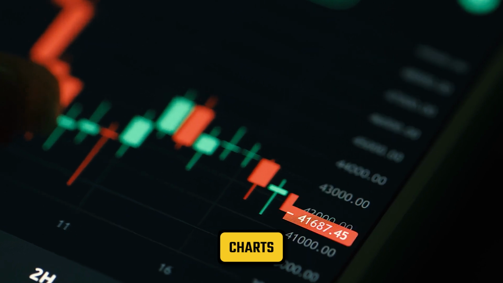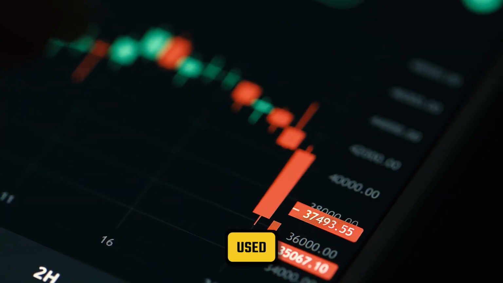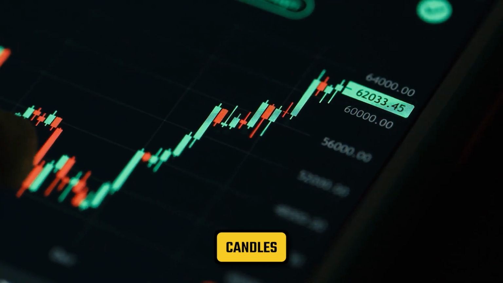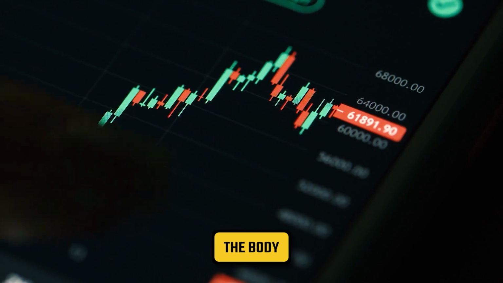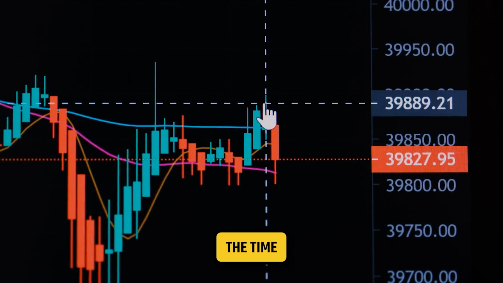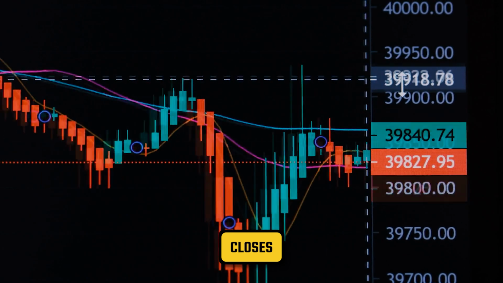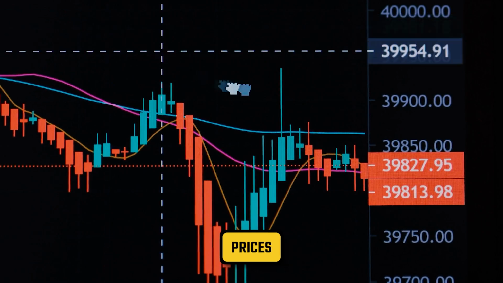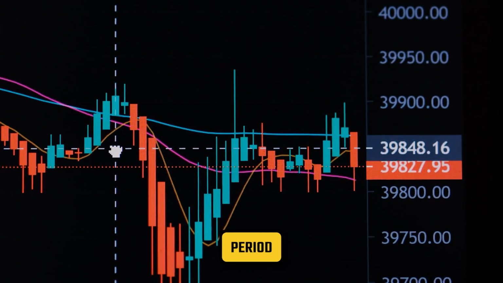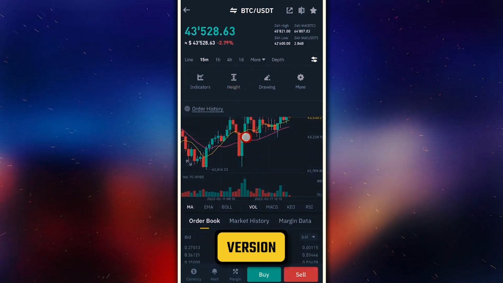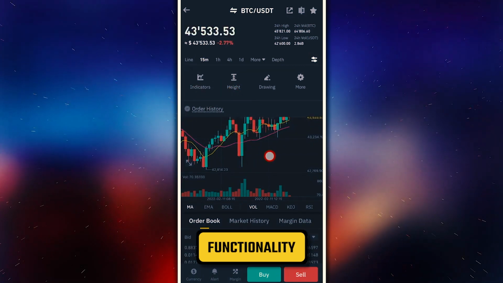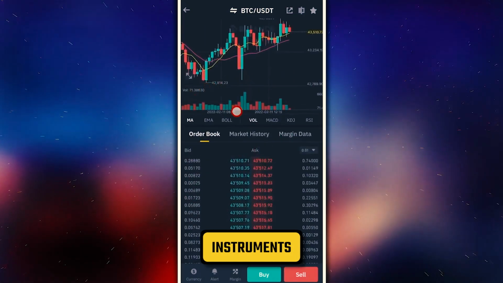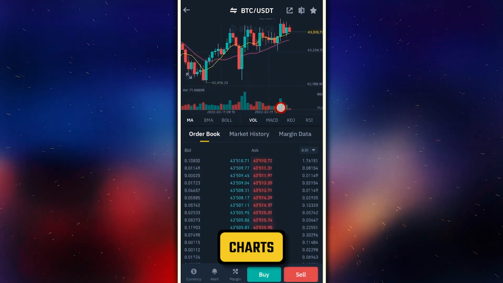Then there are candlestick charts, which are the most widely used type of chart. Candlestick charts represent price movements in the form of candles. The thick part, known as the body, shows the change in price from the time the candle opens to when it closes, while the thin lines above and below the body indicate the highest and lowest prices within that candle's period. In essence, candlestick charts are a version of bar charts that offer more functionality and customization. Due to their widespread use, most TA instruments and patterns work well in the candlestick charts.